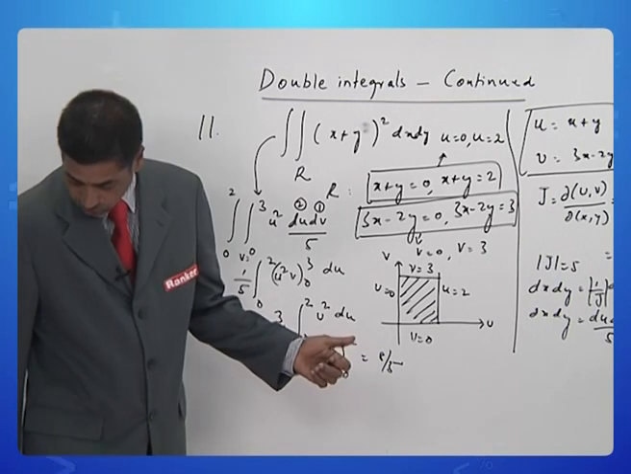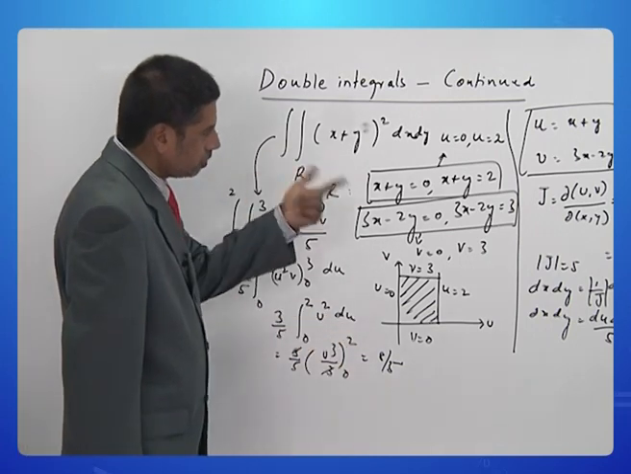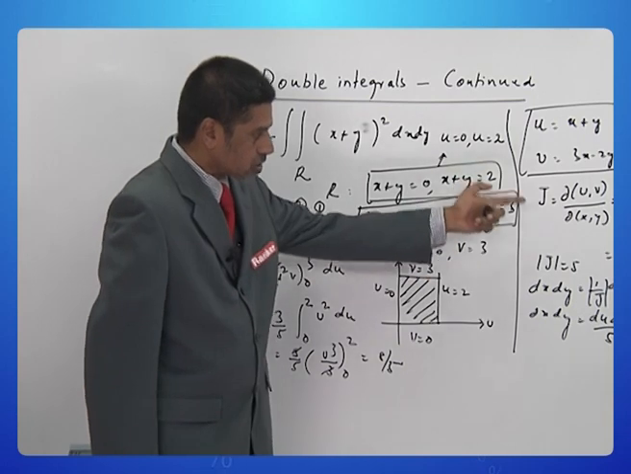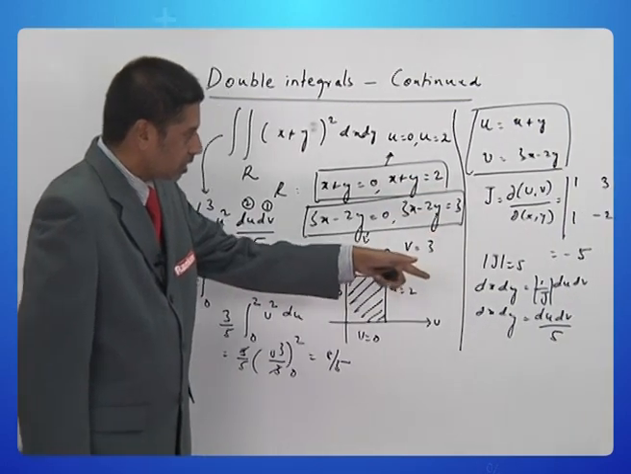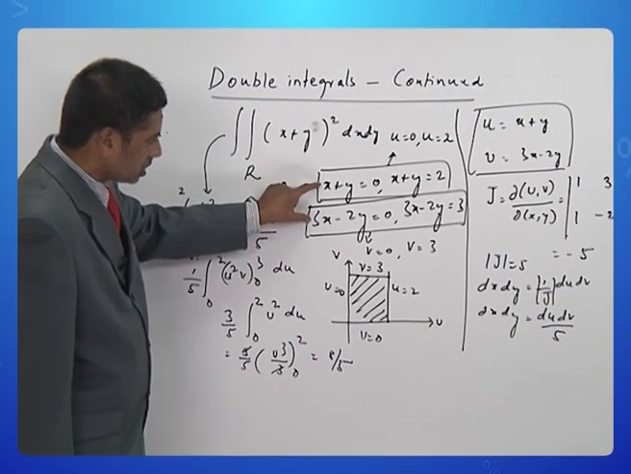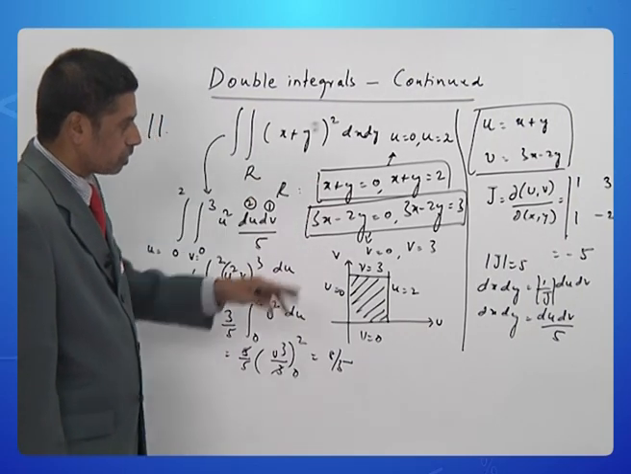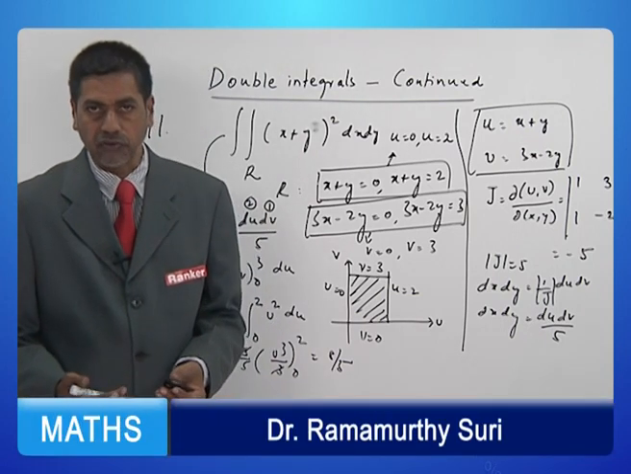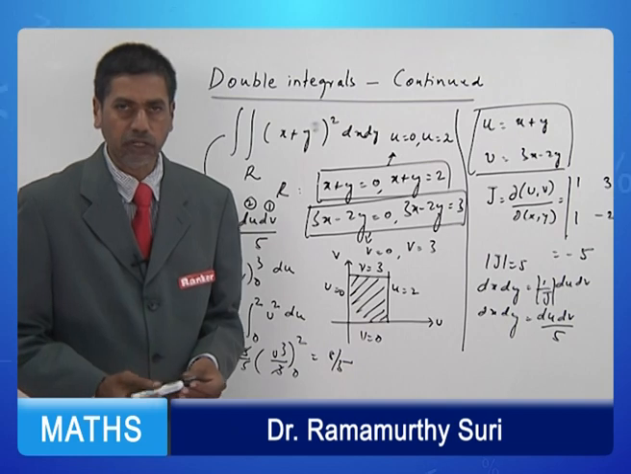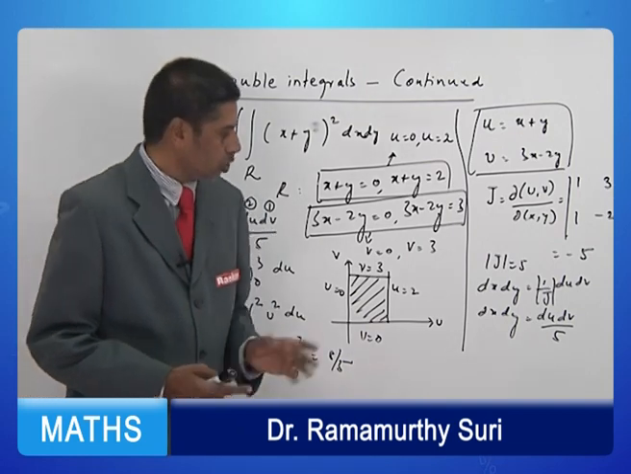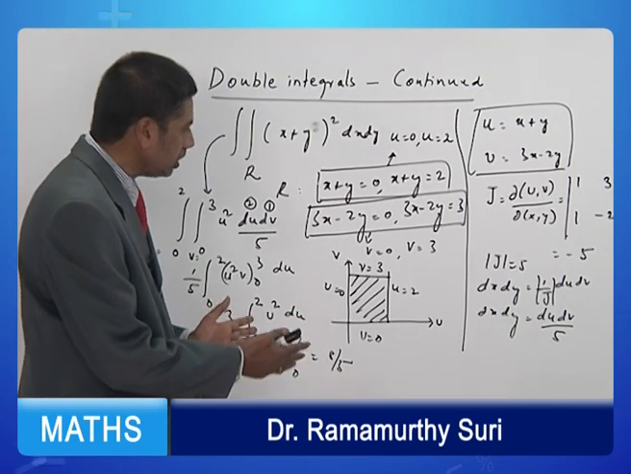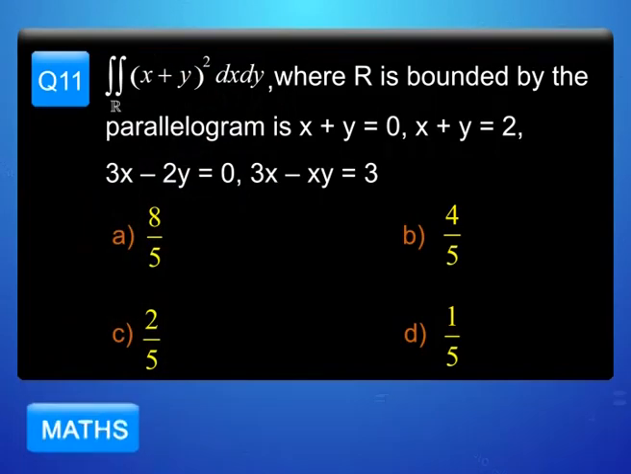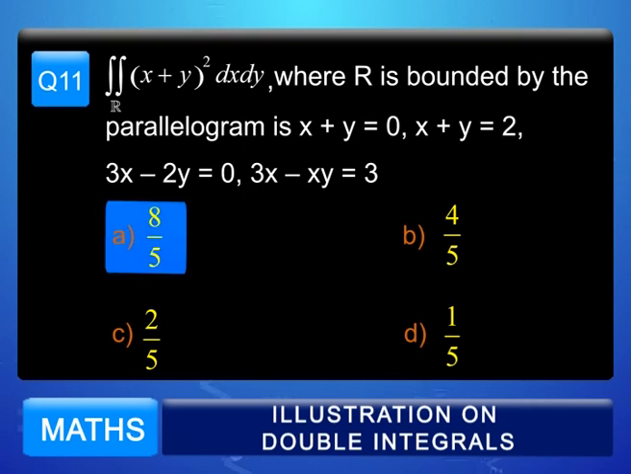If you go through this process, you will find the Jacobian has played a very important part. If this concept of Jacobian was not there, then fixing the limits of integration for this region would mean breaking it up into 3 or 4 smaller regions of Rx or Ry, and integration would become extremely long. So Jacobian plays a very important role in minimizing the effort while evaluating some double integrals. The correct option for this problem is 8 by 5, which is A.